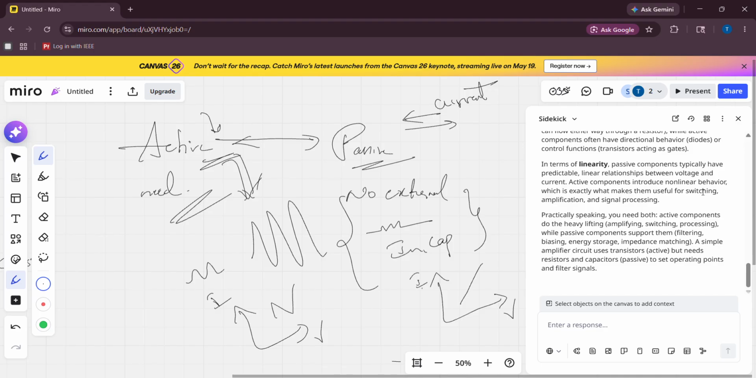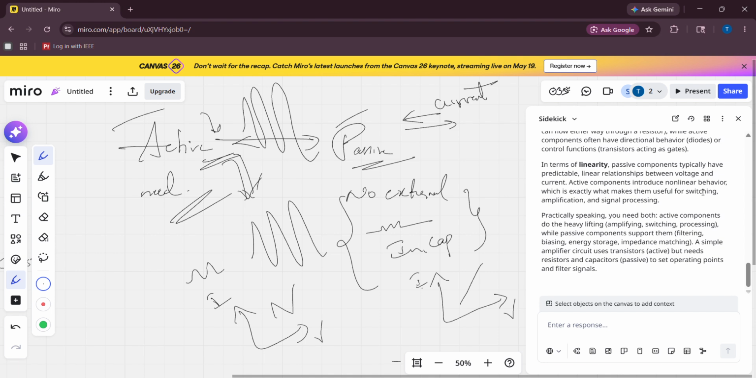Practically speaking, we need both. We can't say which is the best one, because in practical cases both components are very important as per the requirement. Active components do the heavy lifting, like amplifying the signal, switching and processing, while passive components support them. If you generate a very strong signal, you have to oppose it, control the current and voltage, and store a limited amount. For filtering, biasing, energy storage and impedance matching, we need passive components.